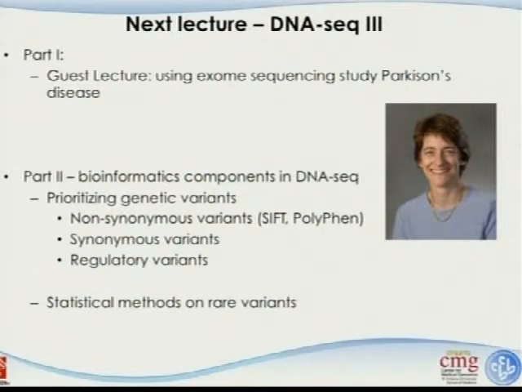So next lecture, there are two parts. The first part will be Dr. Freud from our department. He will talk about using exome sequencing to study Parkinson's disease. And I will wrap up with the second part. I will finish the DNA sequencing part, which is on the prioritization of genetic variants, meaning that after you identify those variants, what are we going to do with them? How do we say which one has changed the amino acid sequence or changed the splicing regulation, and what are the informatics tools that are available there?